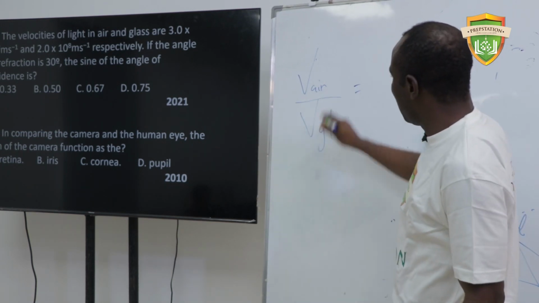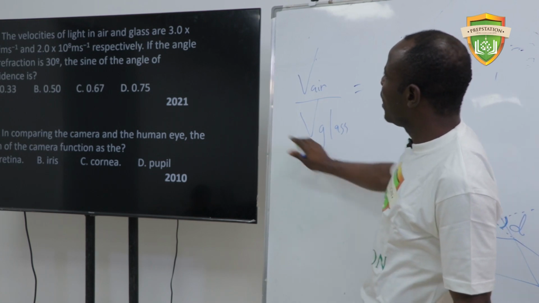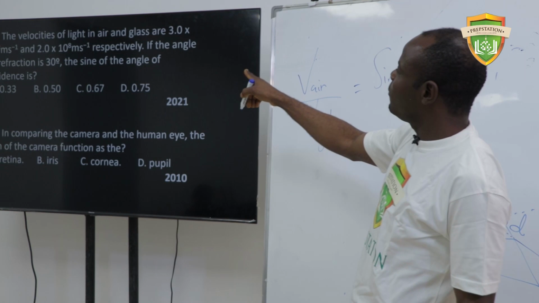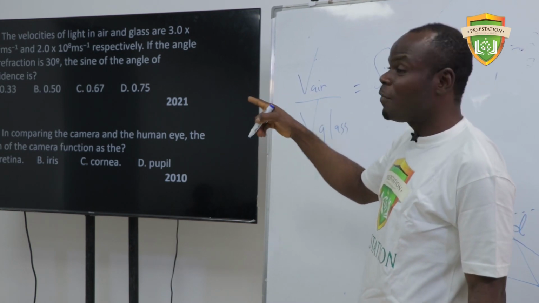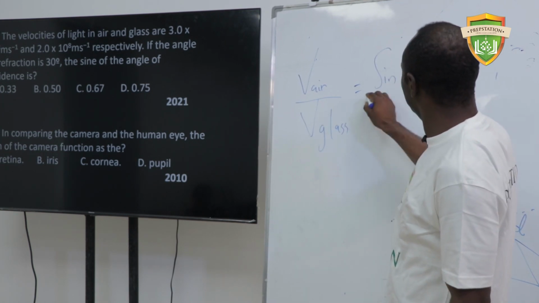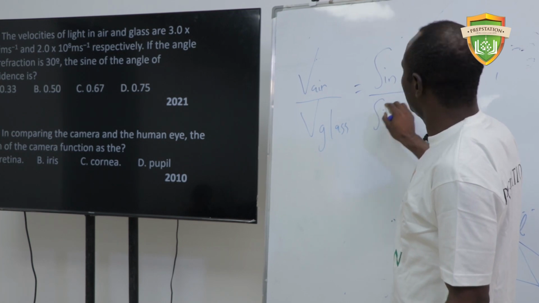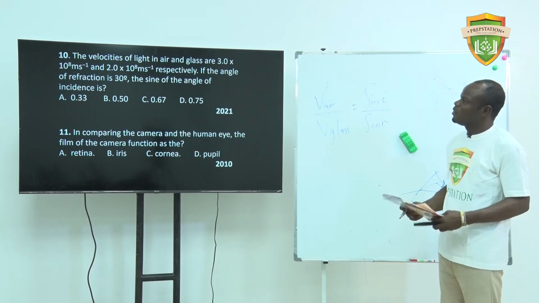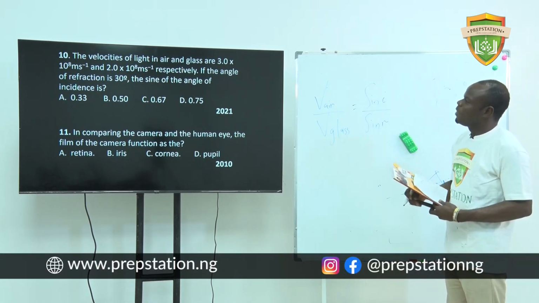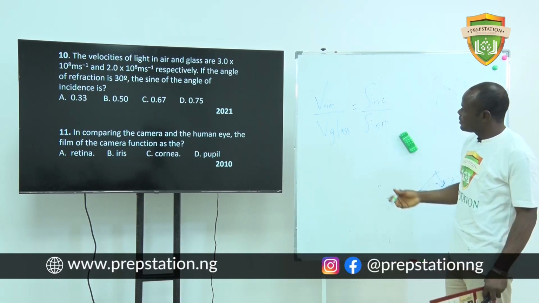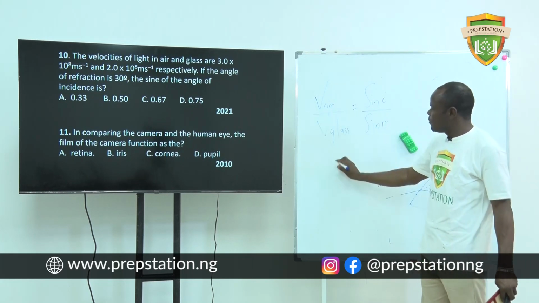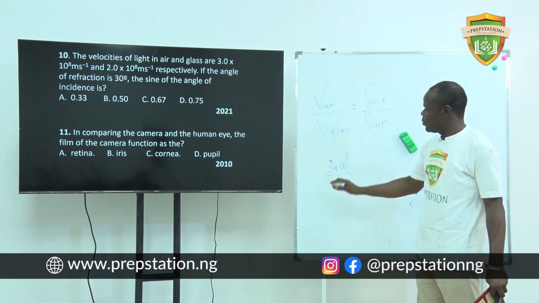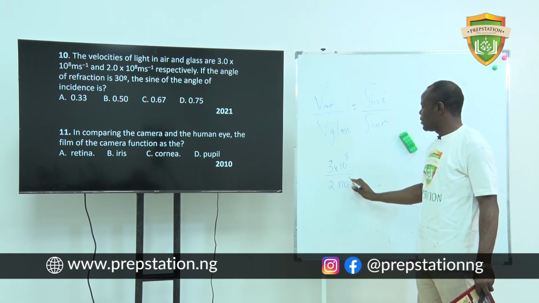So we have V in air, V in glass. Then what do you now do? We now say sine of what? That is, we are looking for the sine of the angle of incidence, and the sine of incidence all over the sine of refraction. With this, you can get to the final answer. What is V air? From here we have 3 times 10 raised to the power of 8. What is V glass? We have 2 multiplied by 10 raised to the power of 8.